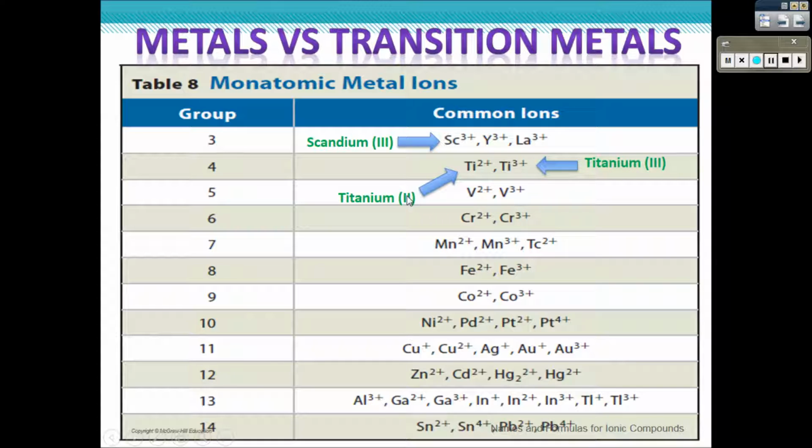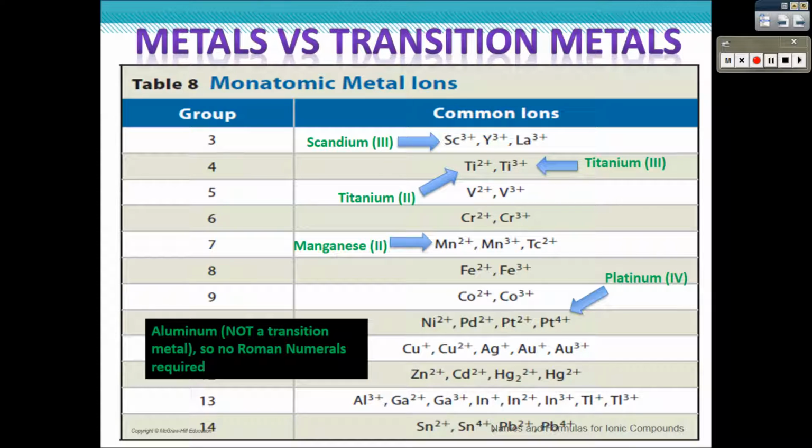To the left is titanium 2, Ti+2. Right here you have Mn, that's manganese with a +2 charge, so that's called manganese 2. Here is platinum with a +4 charge, that's going to be called platinum 4. Look right next to it, it says Pt+2, so what would that be called? Platinum 2. You have aluminum here, and aluminum is not a transition metal, so when you write the name, you're just going to write aluminum. You don't need Roman numerals for that.